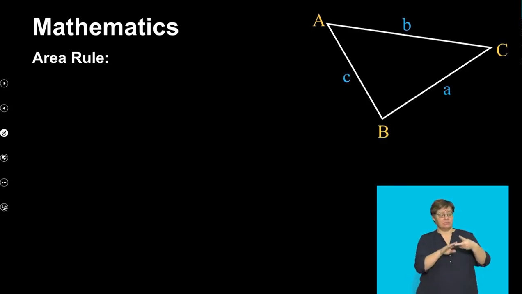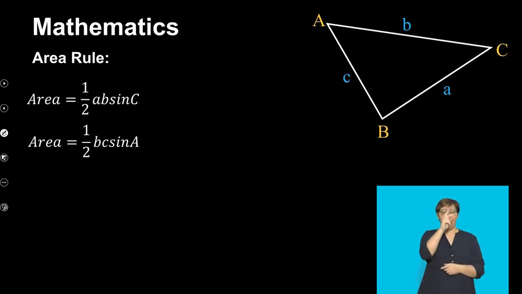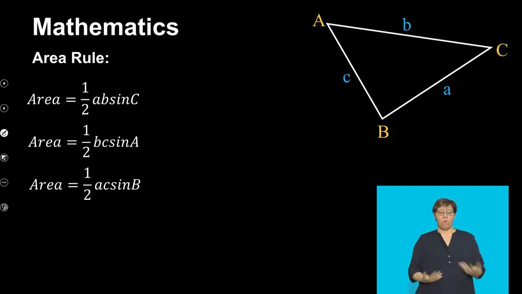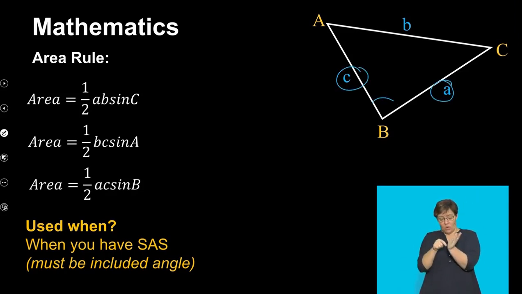And our next rule, area rule, this is an easy one. Remember, we're looking for a kind of a V pattern when we're doing area rule. So we need to have half AB sine C, half BC sine A, and half AC sine B. You use area rule when you have side, angle, side. So basically, you can use it when you have AC and the sine of B. So we're looking for the V pattern.